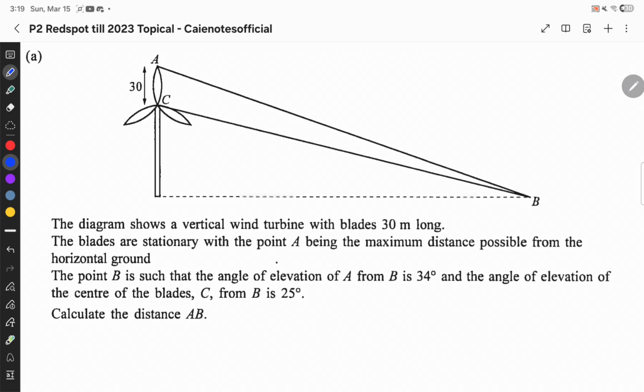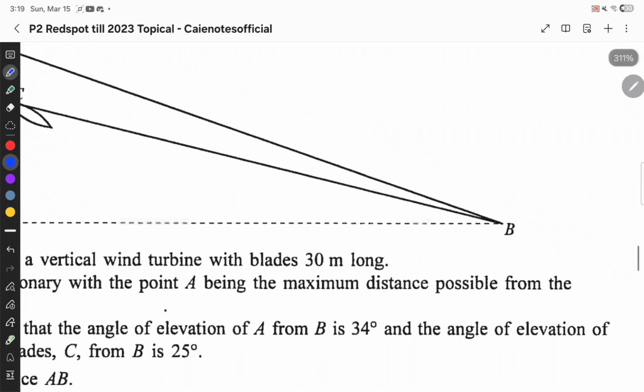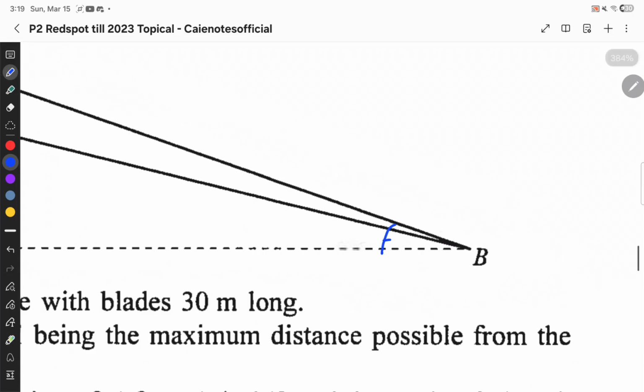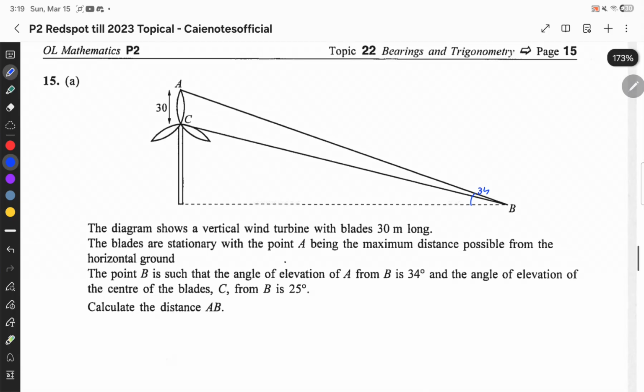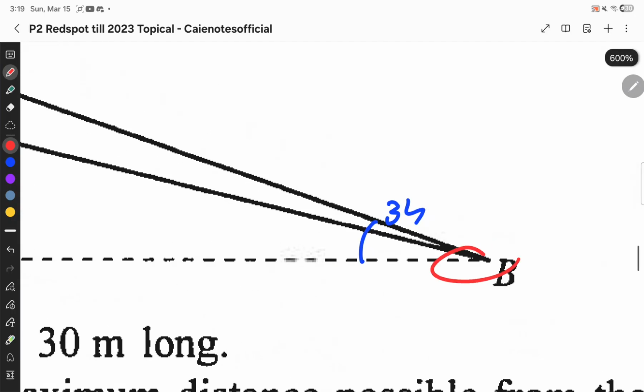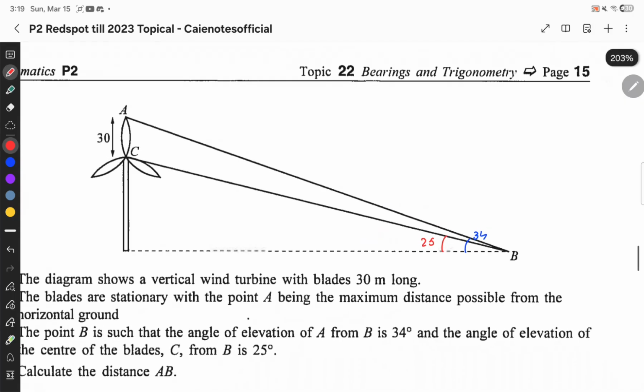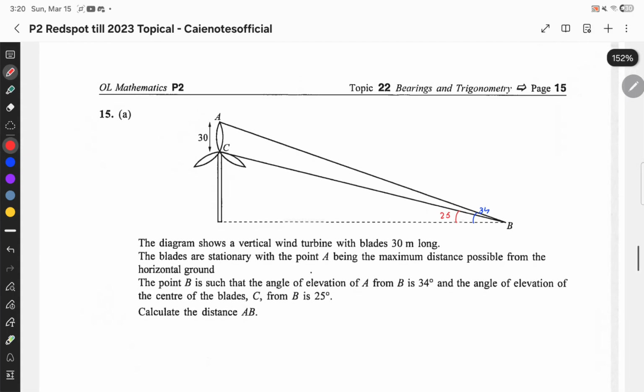Calculate the distance AB. What are we given? The angle of elevation of A from B. So at B, if we go up by 34 degrees, we make a 34 angle. And the angle of elevation of the center of the blades, which is C, from B is 25. So at B, if we look up by 25 degrees, we get to C. And that is our setup.